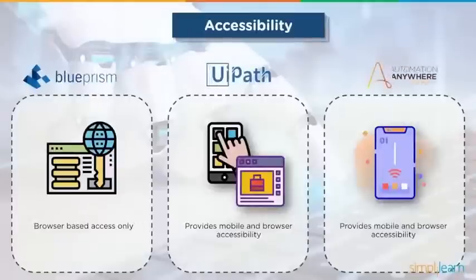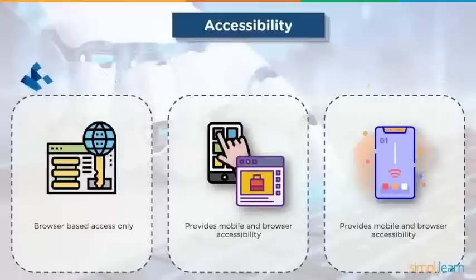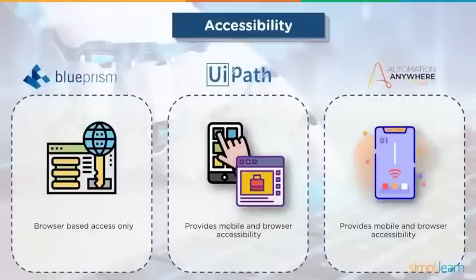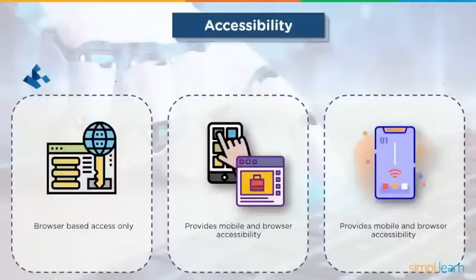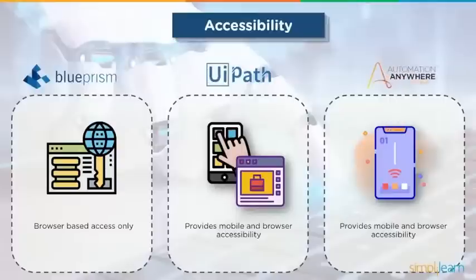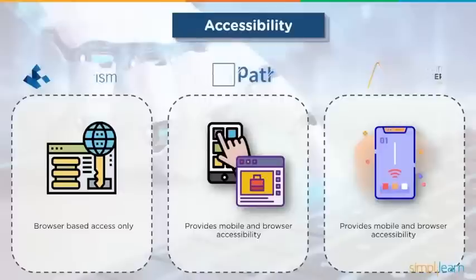The next feature of comparison is accessibility. Blue Prism offers browser-based access only. UiPath and Automation Anywhere, on the contrary, offer both application-based and browser-based accessibility. In case of Automation Anywhere, the control room can be accessed with a browser or a mobile application. This is the only platform where users can create bots on any device or any operating system.